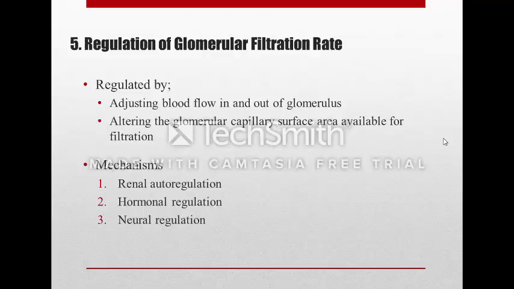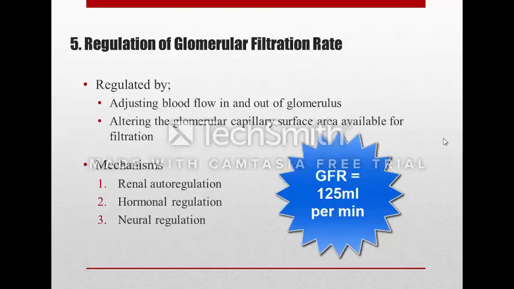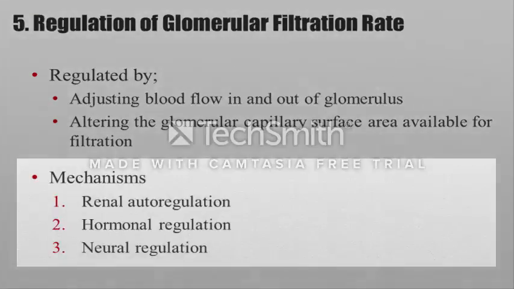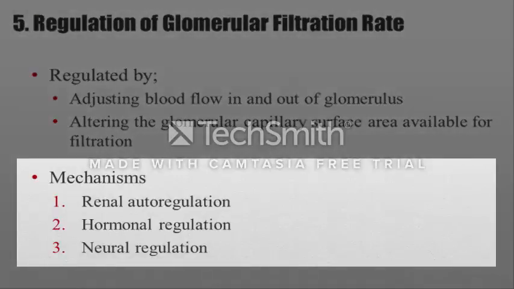We will now look at the regulation of glomerular filtration rate. Glomerular filtration rate is the amount of filtrate formed in both kidneys per minute, and this is about 125 mils per minute. This process is regulated by adjusting the blood flow into and out of the glomerulus and by altering the glomerular capillary surface that's available for filtration. There are three mechanisms by which this can be achieved. Firstly, renal autoregulation. The second is hormonal regulation. And thirdly, neural regulation.